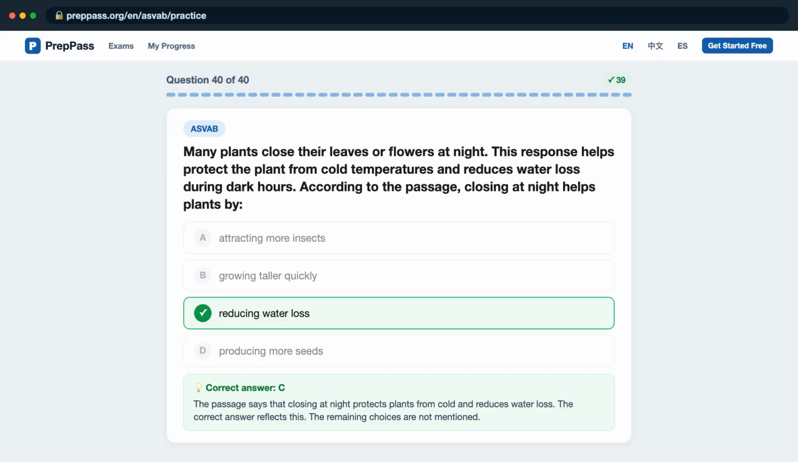The passage says that closing at night protects plants from cold and reduces water loss. The correct answer reflects this. The remaining choices are not mentioned.